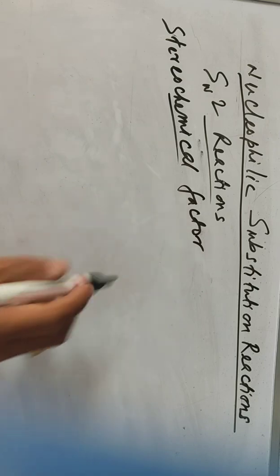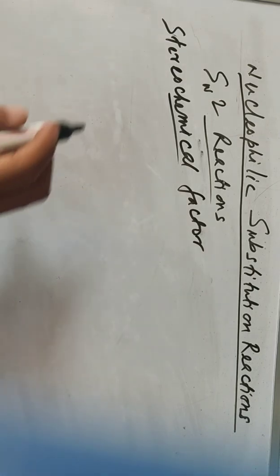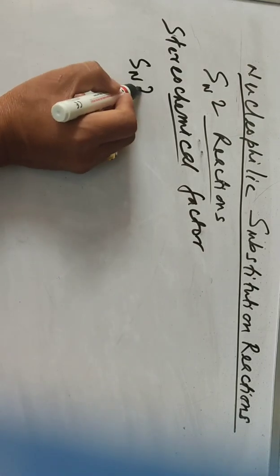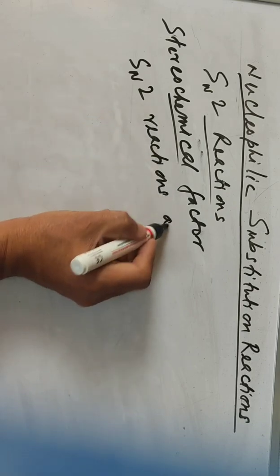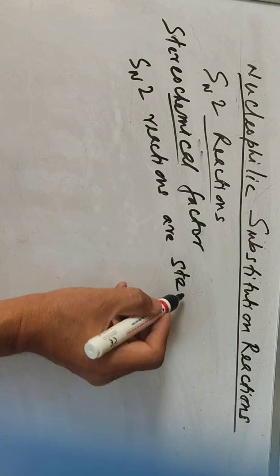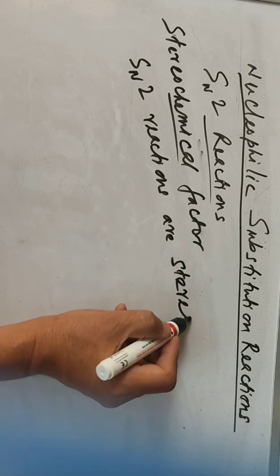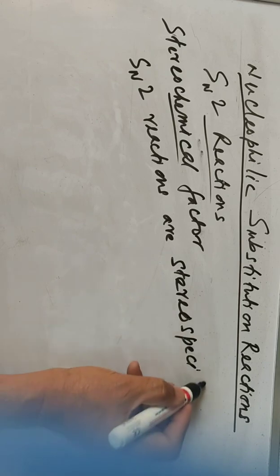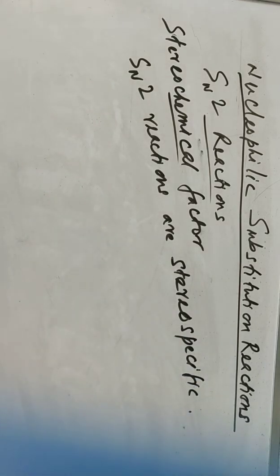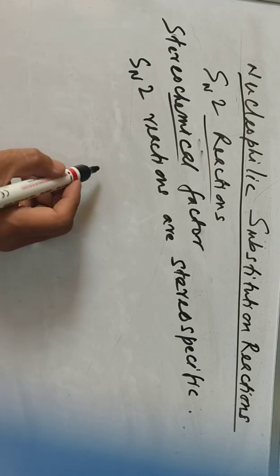In the case of Sn2 reactions, Sn2 reactions are stereospecific. It gives only one product, unlike the Sn1 reaction. The nucleophile can attack from only one side, not from the other side.